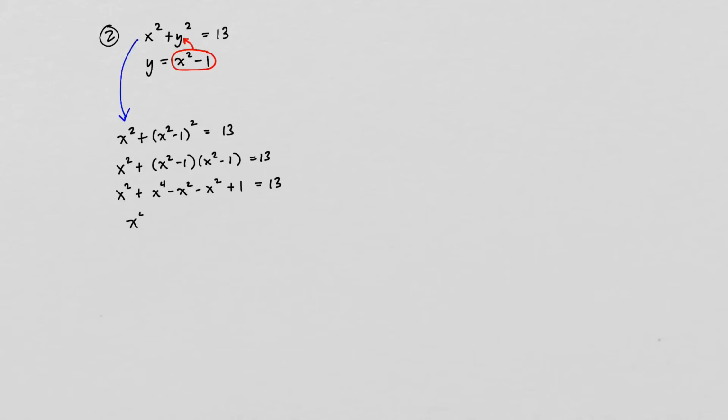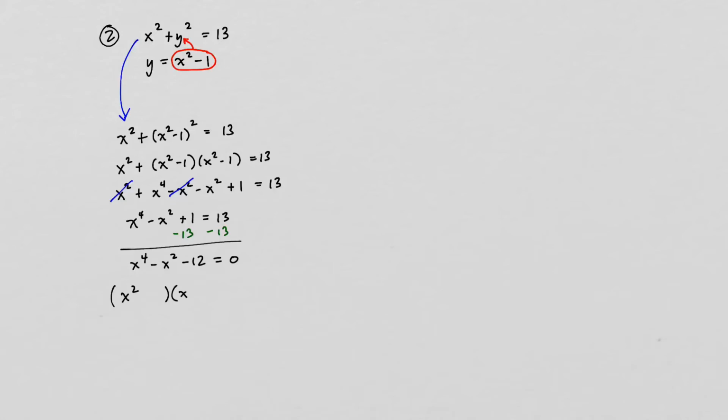Combining like terms, we have x to the fourth minus x squared plus 1 equals 13. And what I did there is I just said that this x squared and this negative x squared cancel. And then finally I can subtract 13 from both sides. And when I do that, I get x to the fourth minus x squared minus 12 equals 0. Okay, so this is a fourth degree equation, but we can solve it by factoring.